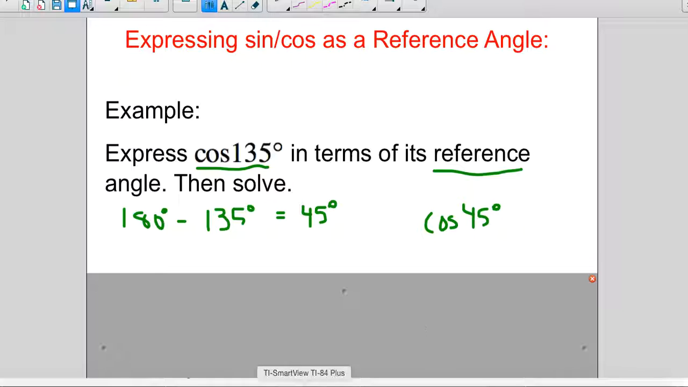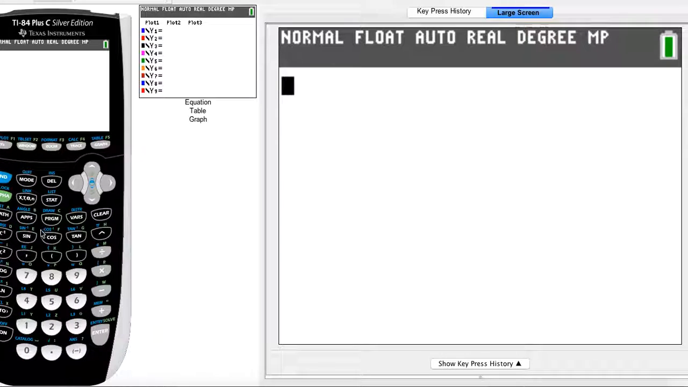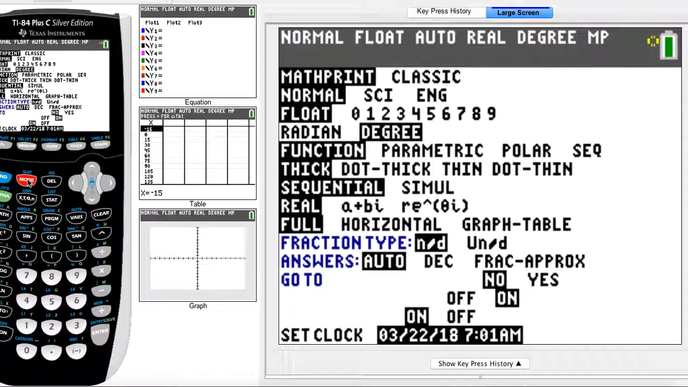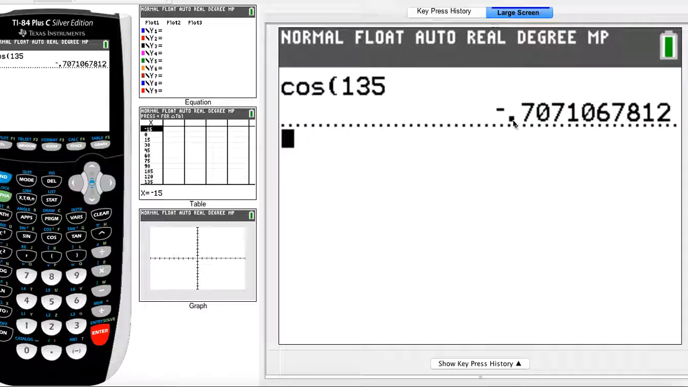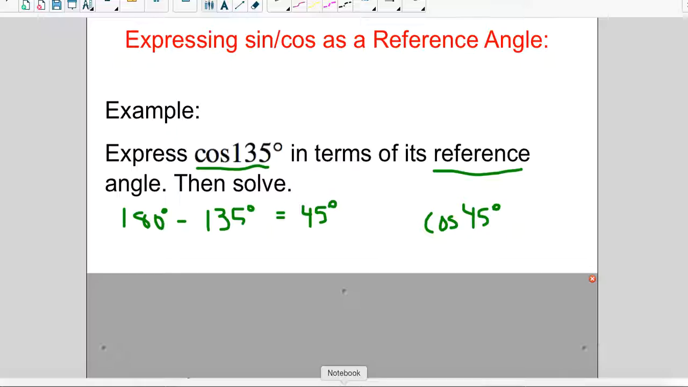But that would be a problem, because cosine of 135 and cosine of 45 are two different answers. If I did cosine of 135, and I need to make sure I'm in degree mode, which I am, it gives me negative root 2 over 2. It's the x-coordinate at 135 degrees. So negative root 2 over 2 is the same thing as negative 0.7071. And cosine of 45 degrees is positive root 2 over 2, so positive 0.7071. So they're not the same thing, and this is not your answer.